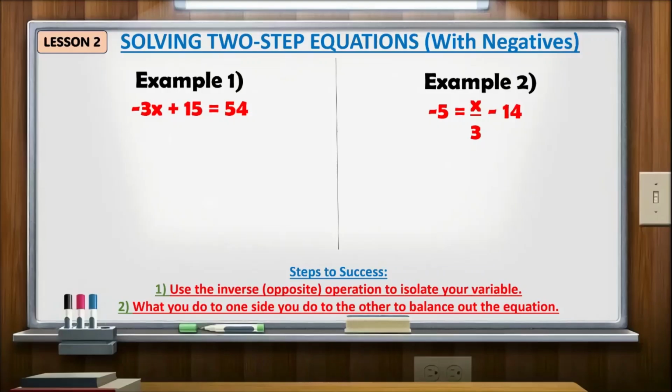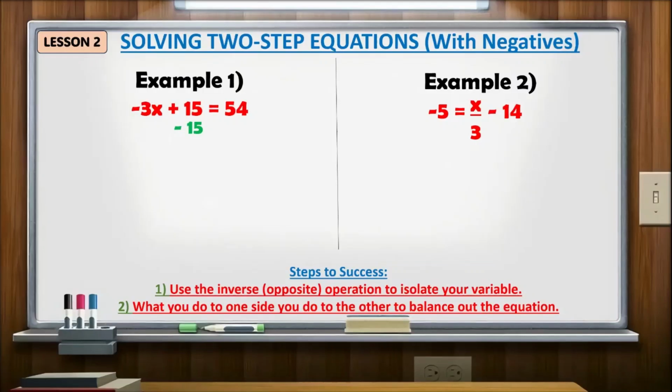So to use my steps to success and to solve this equation, I need to isolate my variable, which is x. So I'm firstly going to get rid of what is next to my variable before getting rid of what is attached to it. Now in this case, I have a positive 15 next to my variable, which I need to get rid of. To do this, I'm going to do the inverse of adding 15, which is to subtract 15. So essentially, what this does is it cancels the 15s out so that I get my negative 3x on its own.